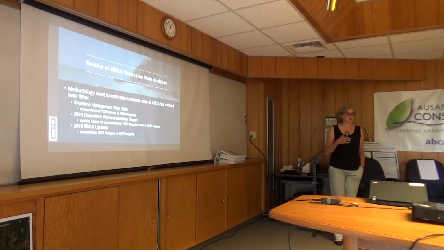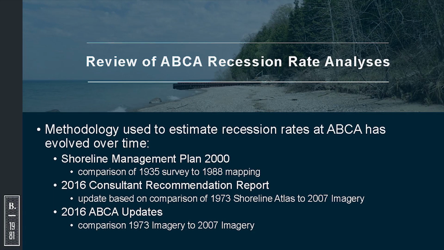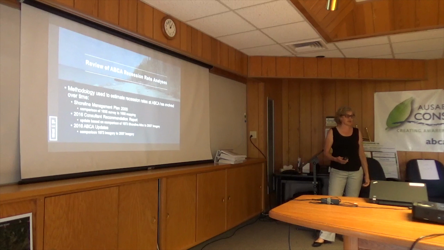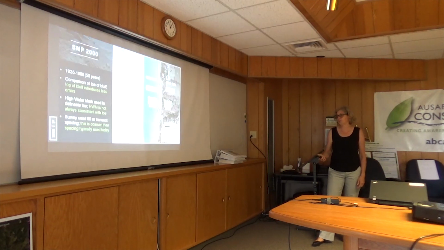The Conservation Authority has a number of different data sets that they've used and developed over the years in looking at the average annual recession rate. So the first data set was developed for the 2000 Shoreline Management Plan, and that was a comparison of the 1935 survey with the 1988 mapping, and that's what's been used up until quite recently. In 2016, the consultants did an update of that recession rate analysis, and they used the 1973 Shoreline Atlas and compared it with 2007 imagery. And then since then, the Conservation Authority has worked on that methodology and made some improvements to it. So we looked at all of the data sets and methodologies and came up with recommendations.